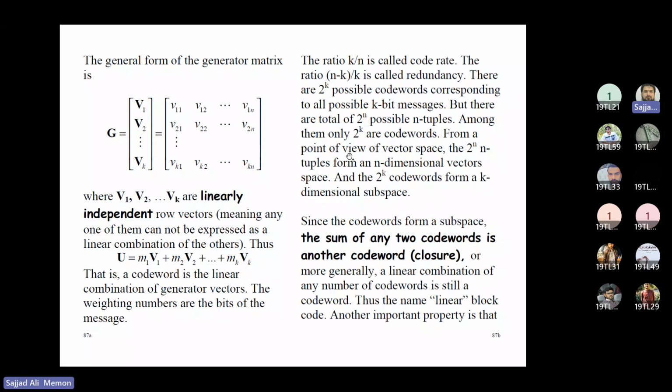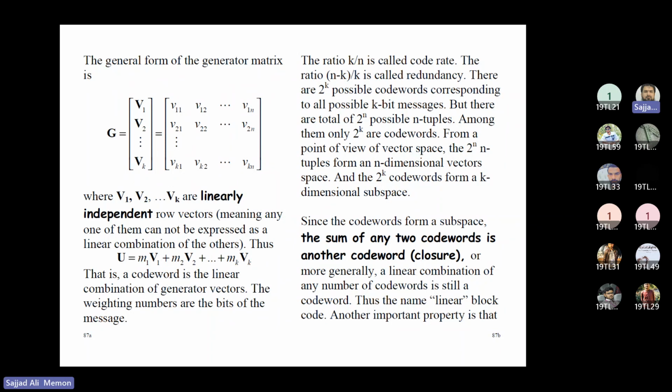So from the point of view of vector space, the 2 power n n-tuples form an n-dimensional vector space, and all the 2 power k code words form a k-dimensional subspace. So n produces a larger vector space of n-dimensional vectors, where k forms only a k-dimensional subspace. But all the 2 power k code words will fall in the 2 power n vector space. So you can say that the subspace will be from that particular 2 power n vector space.